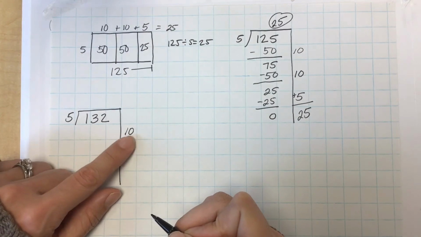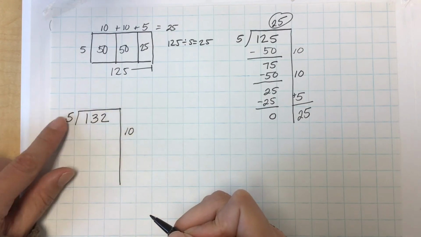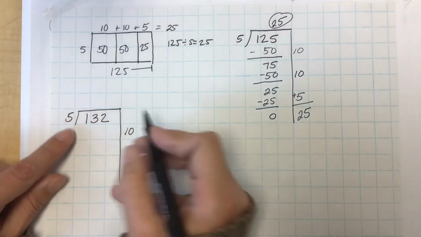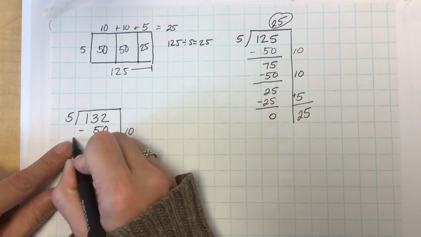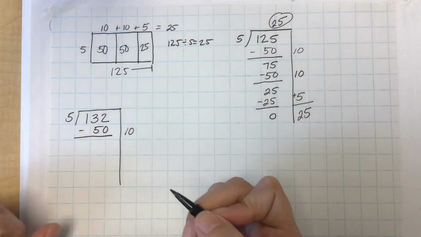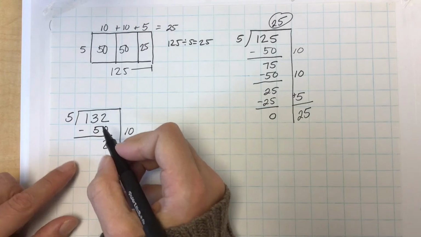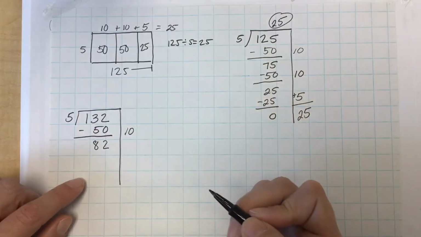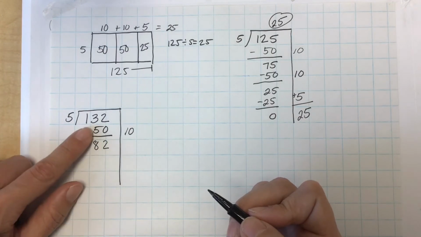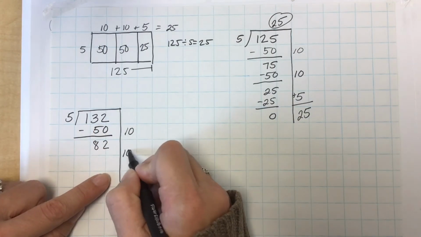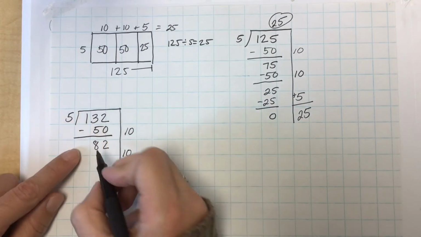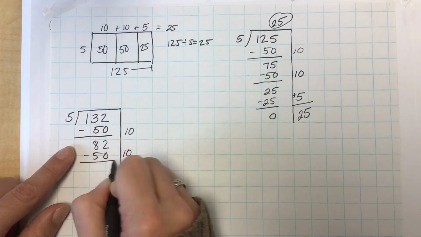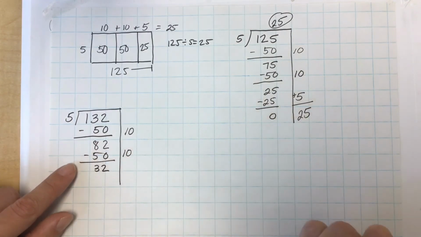I multiply this number that I'm taking out, 10 times 5. I'm taking 10 fives. 10 times 5 is 50, and I'm going to remove that from my total. So now I have 82. 82 is more than 50, so I can do this again. 10 times 5 is 50. And that leaves 32 left over.